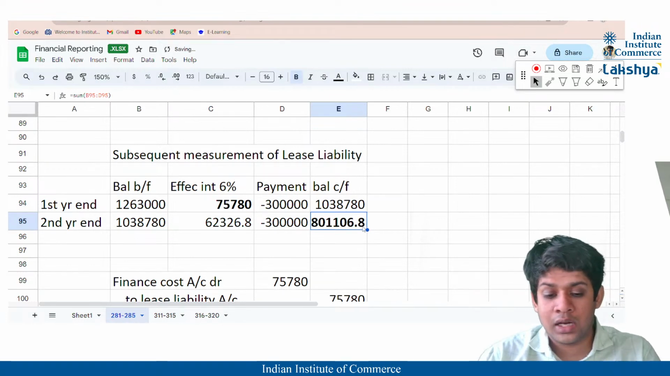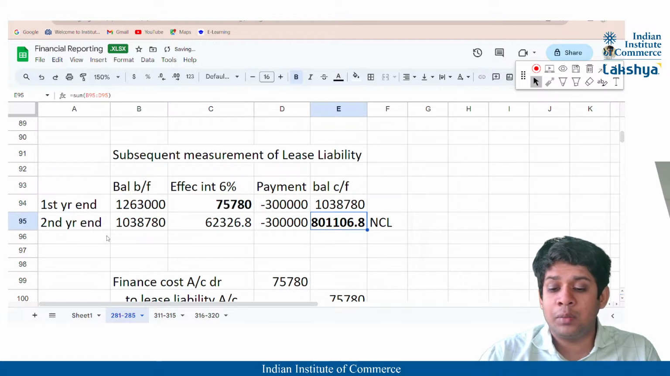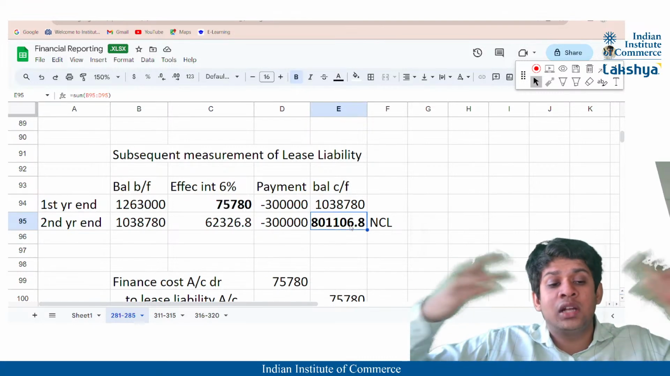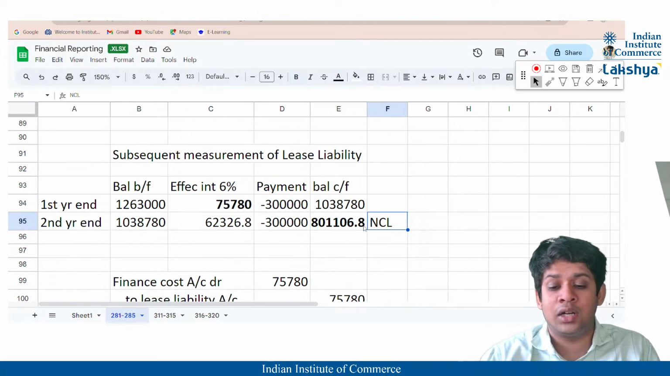This part that is there is my non-current liability, because this amount will be taken to the next year and will be settled at the third year end. So for the first year, this amount is going to be settled in the third year end. That means after more than 24 months. So that means this is my non-current liability.